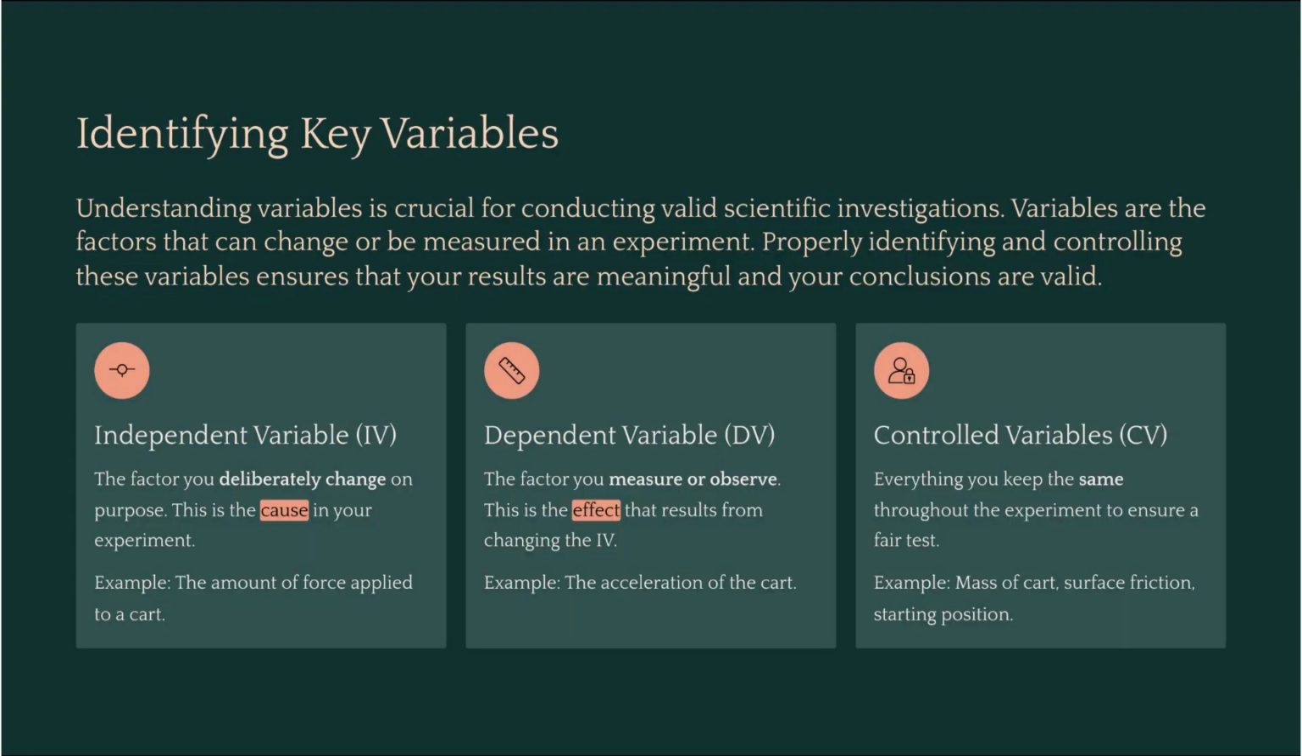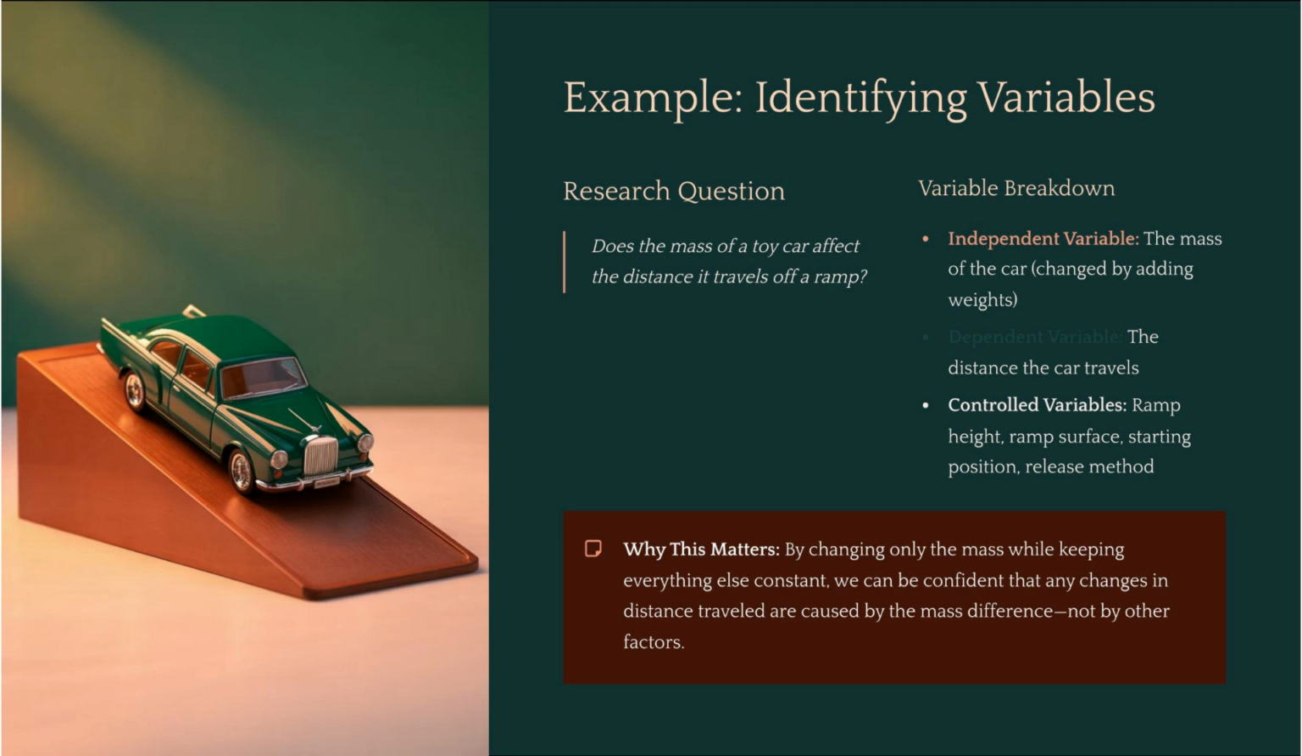Once you have your question, the next step is to identify your variables. The independent variable, IV, is the factor you choose to change, like ramp height or amount of force. The dependent variable, DV, is what you measure in response, like the speed or distance traveled. All the other factors, like the temperature or the type of surface, are controlled variables, CV, that you keep exactly the same.